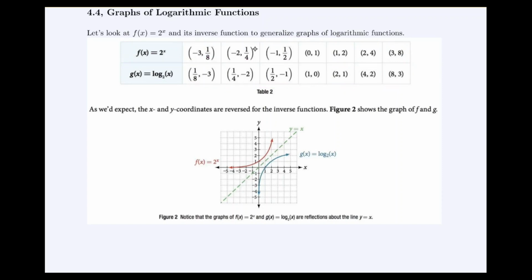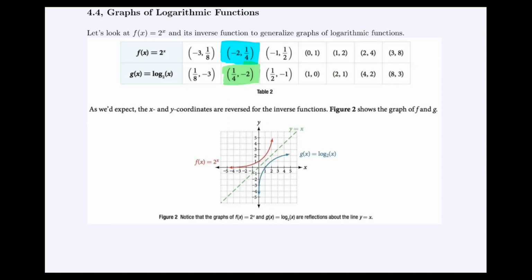And indeed, if we take the value for f of x, notice when the input is negative 2, the output is 1/4. And do we see for the inverse function, when the input is 1/4, the corresponding output is -2. So we do see that we've just switched the inputs and outputs for each of these pairs. 0, 1, 1, 0, 1, 2, 2, 1, 2, 4, 4, 2, 3, 8, 8, 3. And that's because 2 to the x and log base 2 of x are inverse functions, which we studied previously.